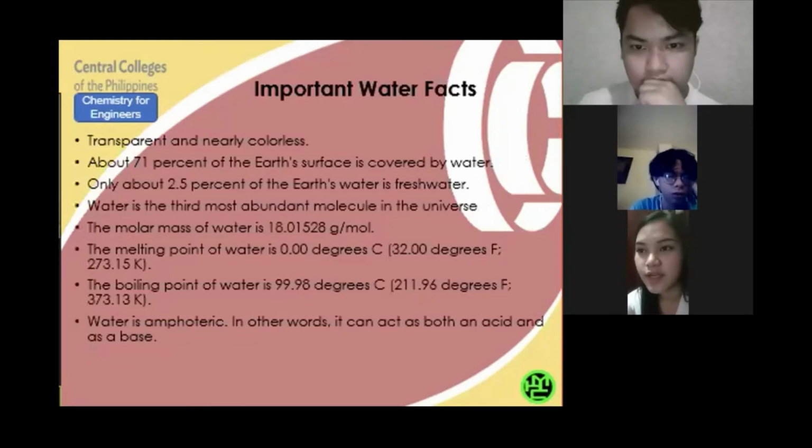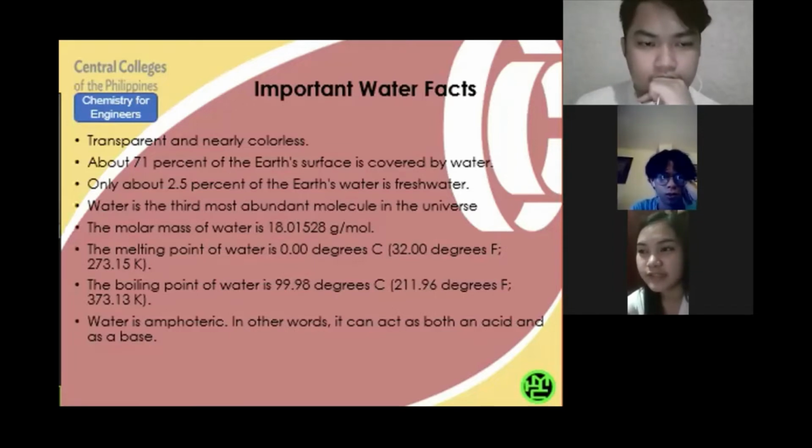So, other important water facts. So, ang totoong kulay ng tubig ay transparent o nearly colorless. Hindi blue o green na makikita natin sa dagat, at hindi rin light gray na makikita natin sa ating mga tumbler kasi mostly mga bata, may mga nagtatanong o nagsasabi bakit light gray na yung kulay ng tubig.